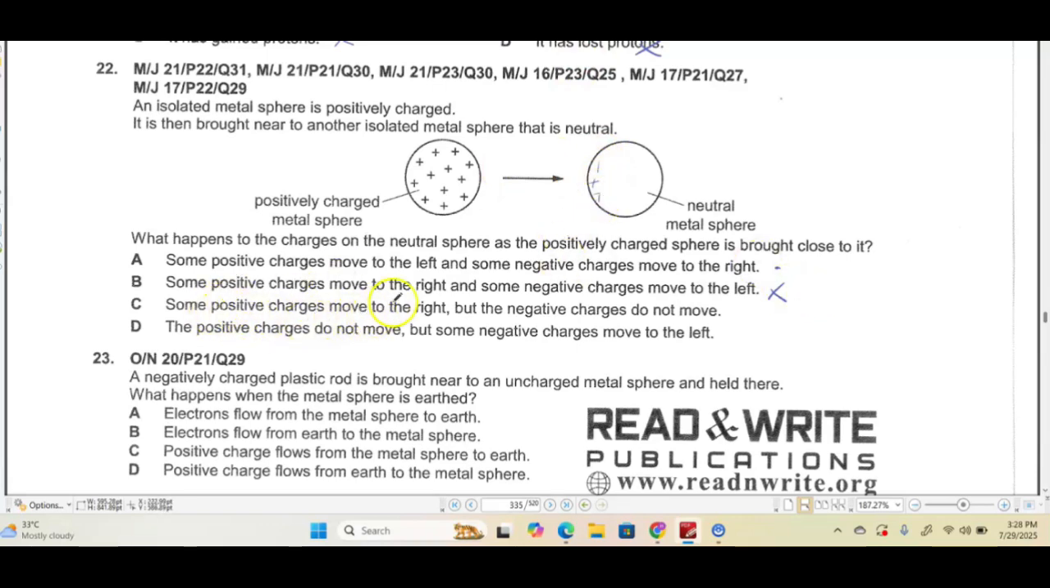Some positive charge moves to the right, but the negative charge does not move. No, this doesn't happen. Negative charge is going to move readily towards this side. The positive charge does not move, but negative charge moves to the left. Yes, this is the correct option. Okay, negative charge moves more readily. Okay.